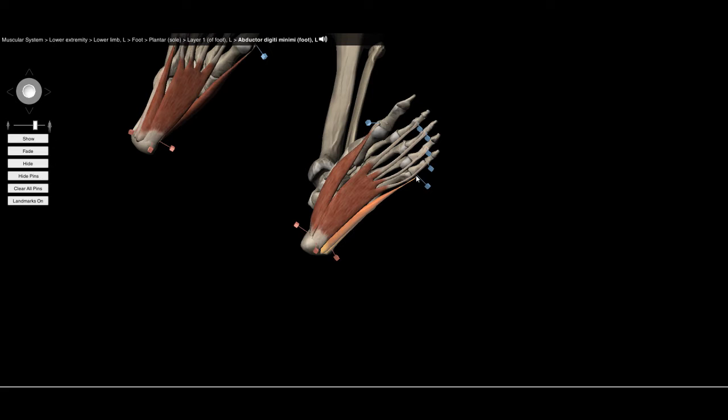But when I have somebody attempt to abduct their toe and they have no function in this muscle, because it does provide the motor function to this muscle, I start to think, oh, okay, maybe it's not just a plantar fasciitis, and I can start teasing out, is it soft tissue or is it more of a nerve impingement?